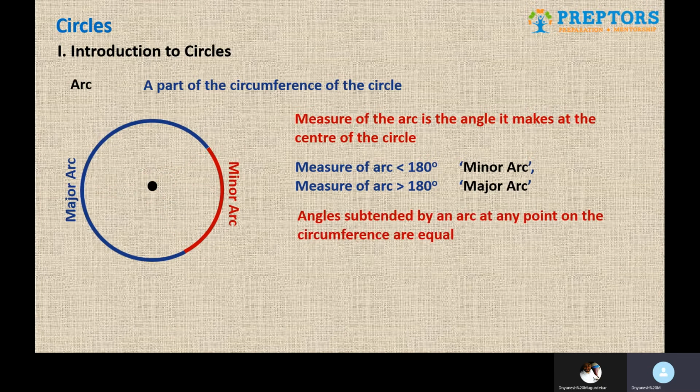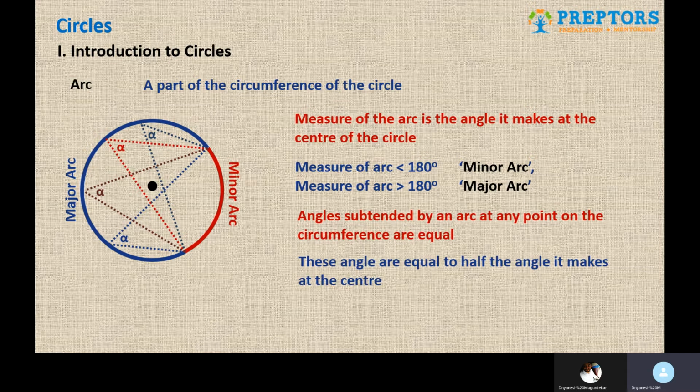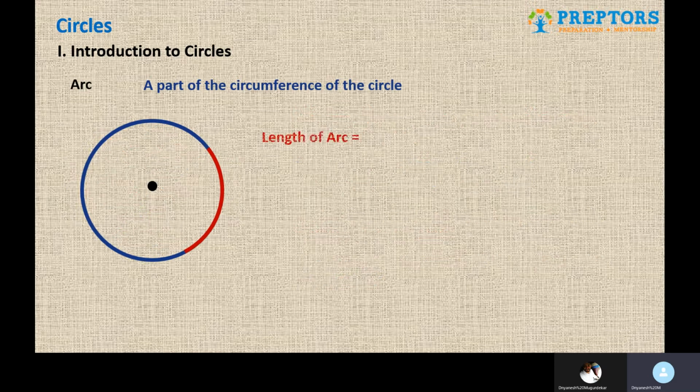The next one is angle subtended by an arc at any point on the circumference are equal. So anywhere on the circumference, whatever angle it subtends, all these angles are gonna be same. And also all those angles anywhere on the circumference are half of the angle that it makes at the center. So anywhere on the circumference is alpha, at the center it has to be 2 alpha. So these are the properties as far as arcs are concerned. Obviously the formula is theta upon 360 into 2 pi r. 2 pi r because it is associated with the circumference of the circle.